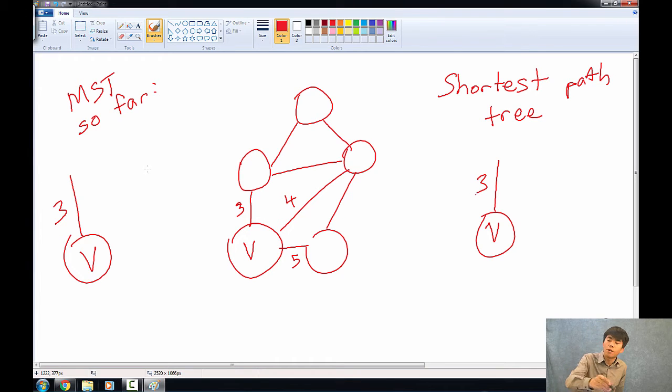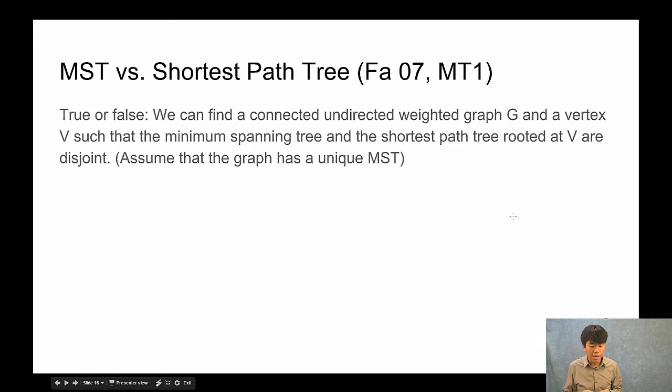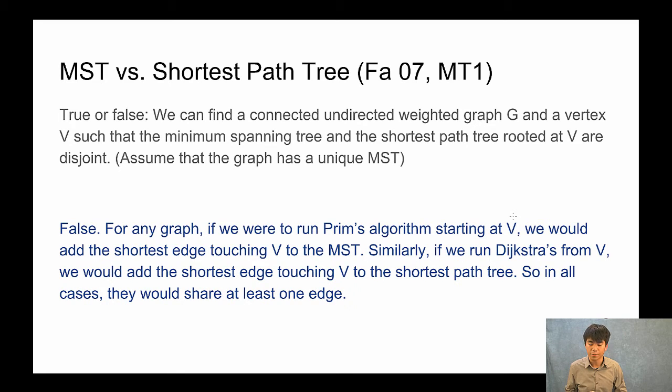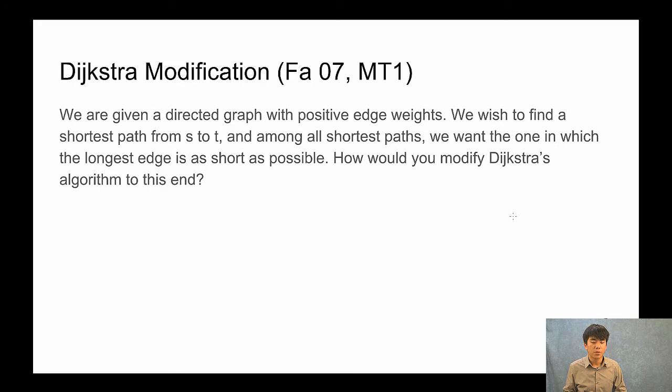But wait a minute, our MST so far and our shortest path tree, we don't have to consider anymore because they already share an edge right here. And this was just from the very first step of Prim's, and we know Prim's is going to find us an MST, and if the MST is unique, this must be the only MST. And our shortest path tree over here, well, they already share an edge. So it's kind of impossible. If you're trying to search for a counterexample, it's not going to work out, because if you run Prim's and the shortest path tree algorithm from the same vertex, then you're going to have a conflict where they're not completely disjoint. And that's basically what we just said.